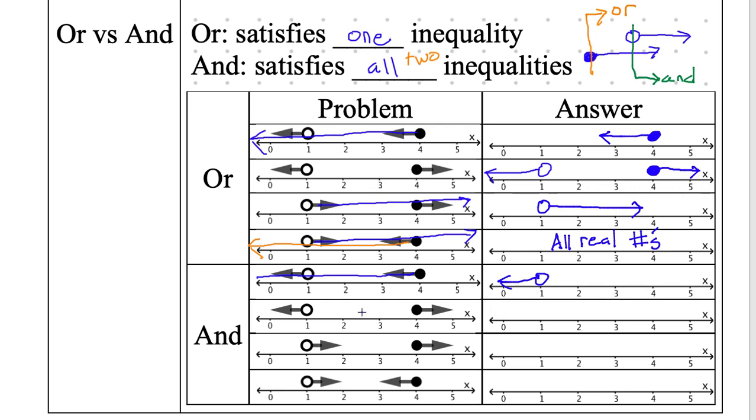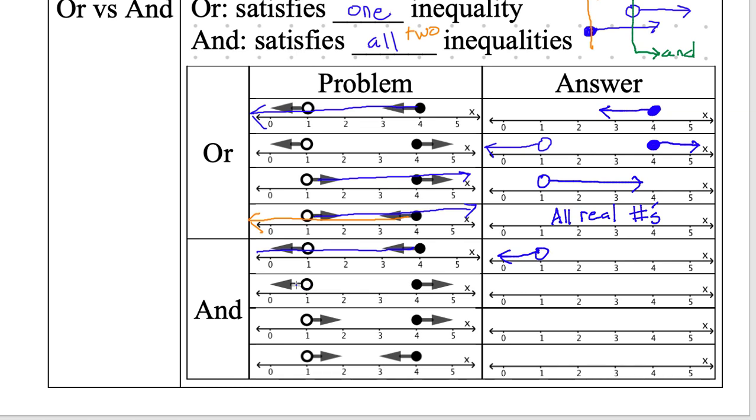Let's try another one. Where do you have 2 lines that overlap? Well, this one goes out forever to the left, this one goes out forever to the right. Do these ever overlap? The answer is no. If there's no overlap, then there are no solutions. No matter what you do, nothing will satisfy both this and this.